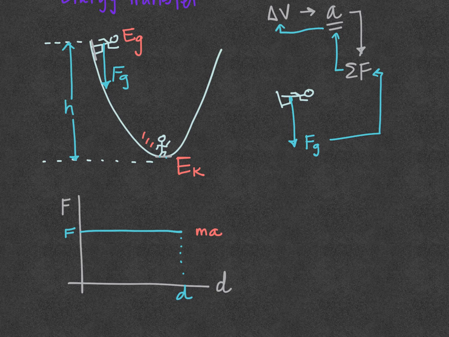So if you remember from our study of motion before, v final squared is equal to v initial squared plus 2a delta x. And so this a times delta x is the same as a times d, and notice that we have a difference in velocities.